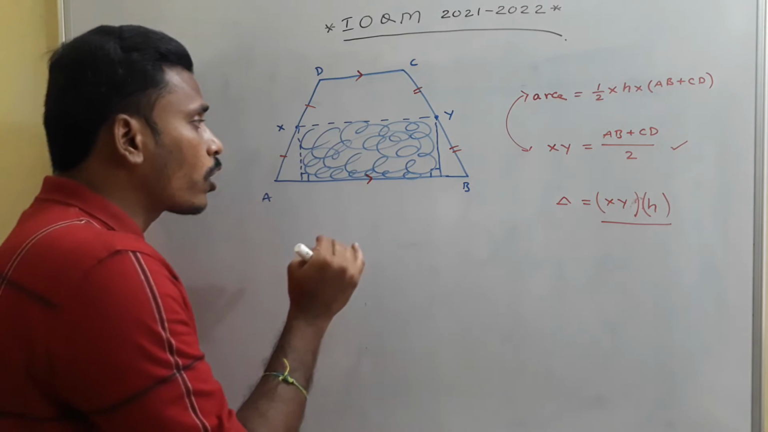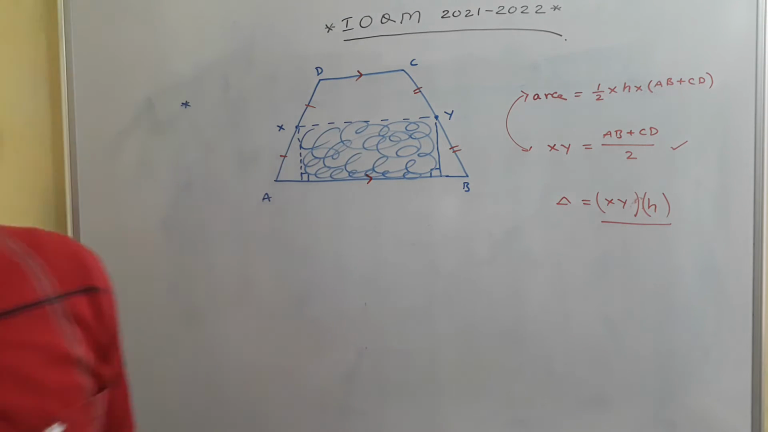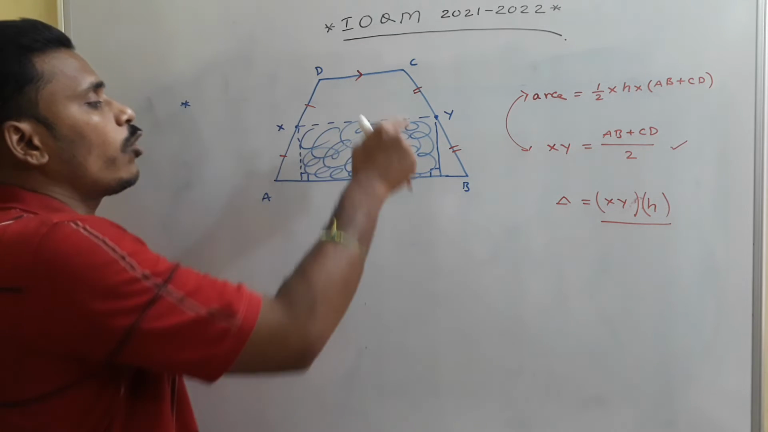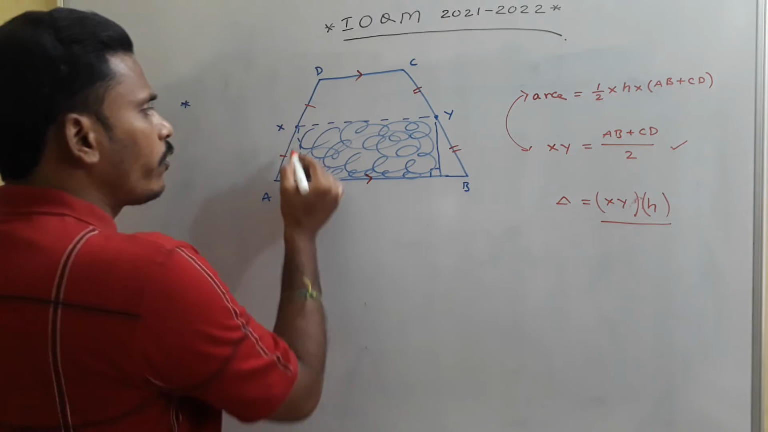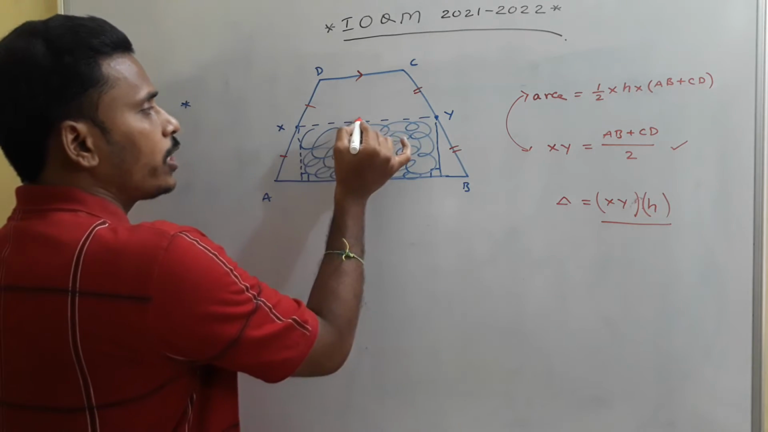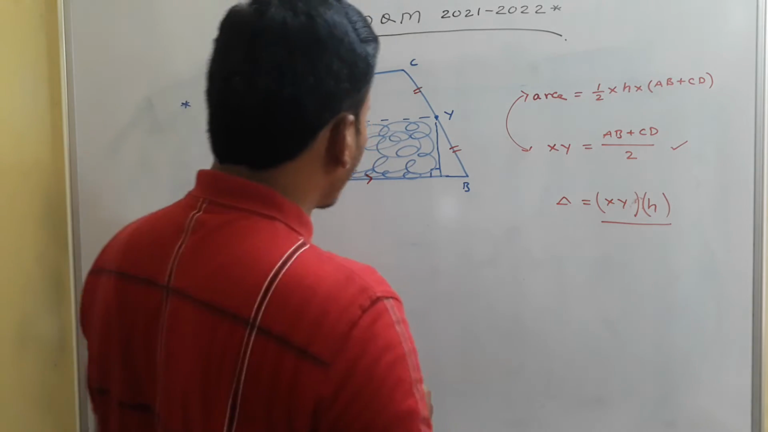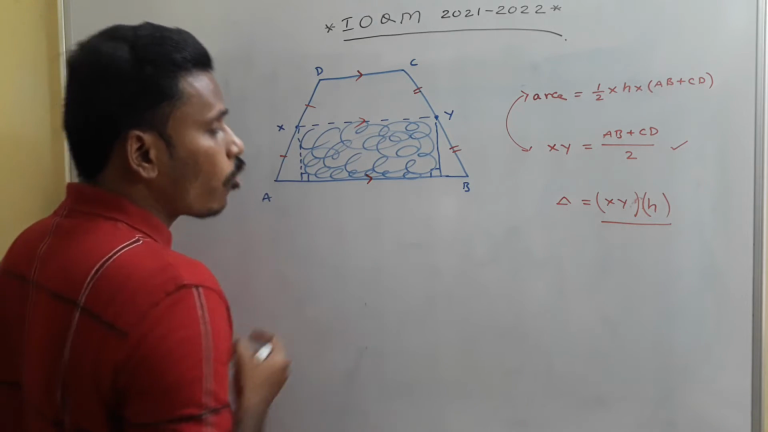But coming to the question, this shaded area is given as what? 28. Then we need to find the area of this ABCD. So what is the area of the shaded region? See, it forms a rectangle here because the line joining the midpoints is also parallel to the parallel sides of the trapezium. So this is a rectangle here. What is the area of that rectangle?